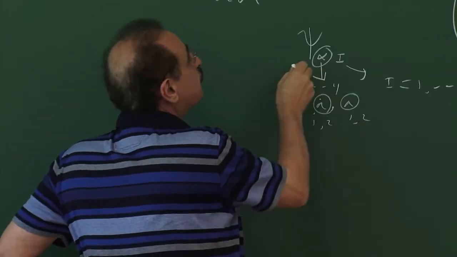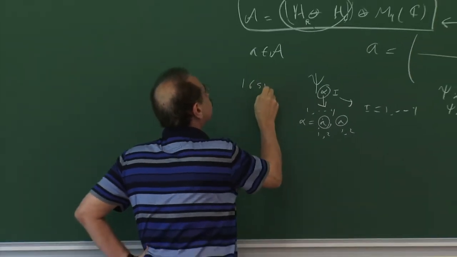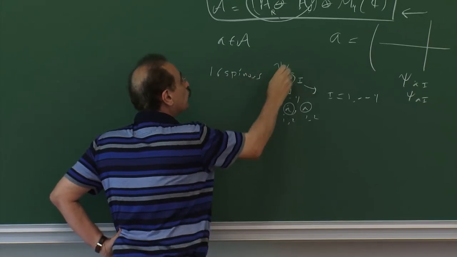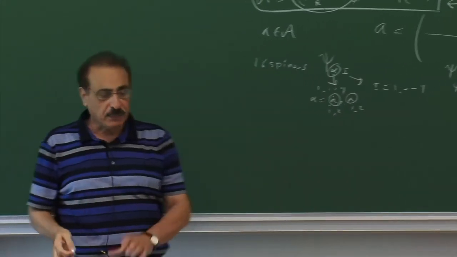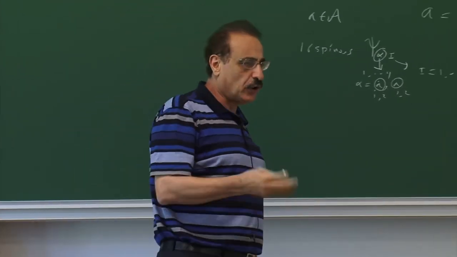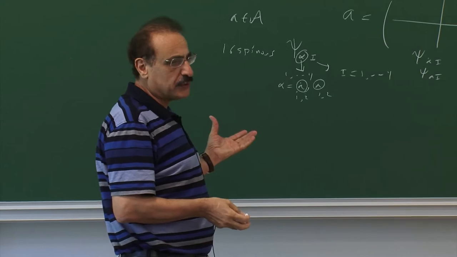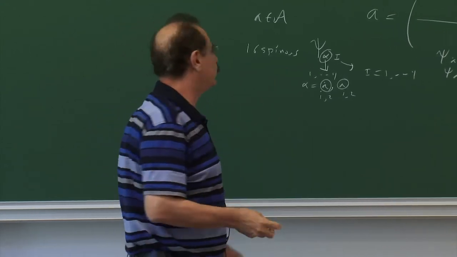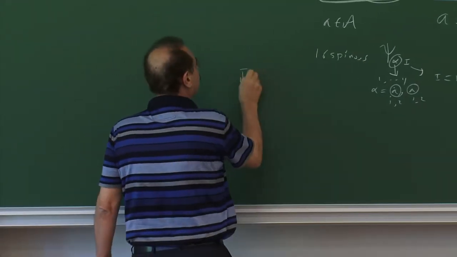So how many spinors do I have? I have 16 spinors. And of course, we have also the conjugates. But the conjugates, we are going to see that they are not really independent spinors, because the Fermion doubling problem is solved through the Majorana condition. We are not really going to say J psi equals psi.